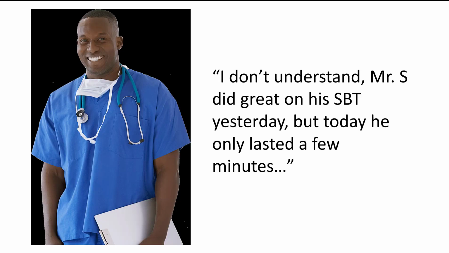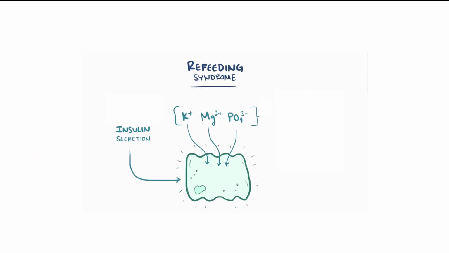A couple of days later, you found out that Mr. S did poorly on his spontaneous breathing trial, but that he had done great on the prior day. What's happening here? It could be refeeding syndrome. When feeding is initiated, it leads to insulin secretion, which causes intracellular movement of electrolytes, including potassium, magnesium, and phosphate.